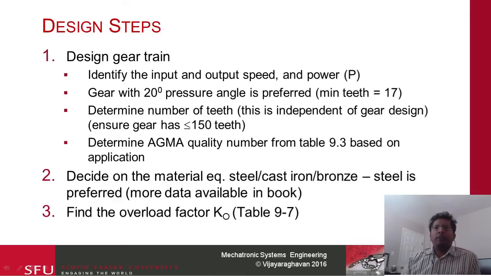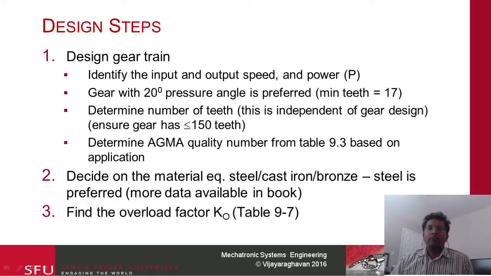So the next step is we're going to pick a material. We're going to be picking steel because that's the one that's most commonly used and there is a lot of data available. You can certainly follow these steps to do the bronze gear design, just that there will be small modifications that you would have to figure out, like what the initial trial pitch would be and how you come back and select the material in terms of the hardness and so on.